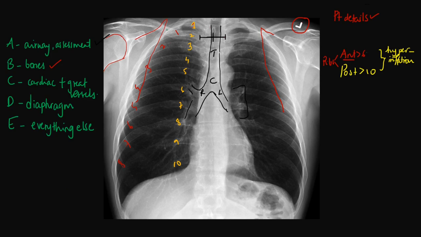Also have a look at any vertebral compression fractures in the thoracic vertebrae over here, and you can also look for any fractures of the ribs or any lytic lesions in any of the other bones. Okay.